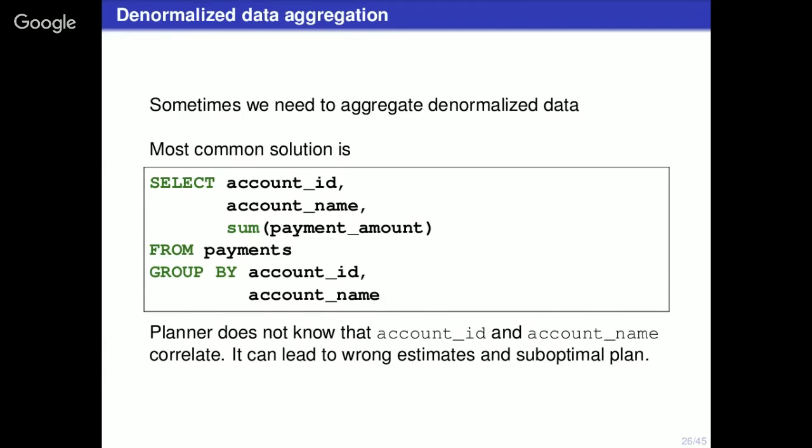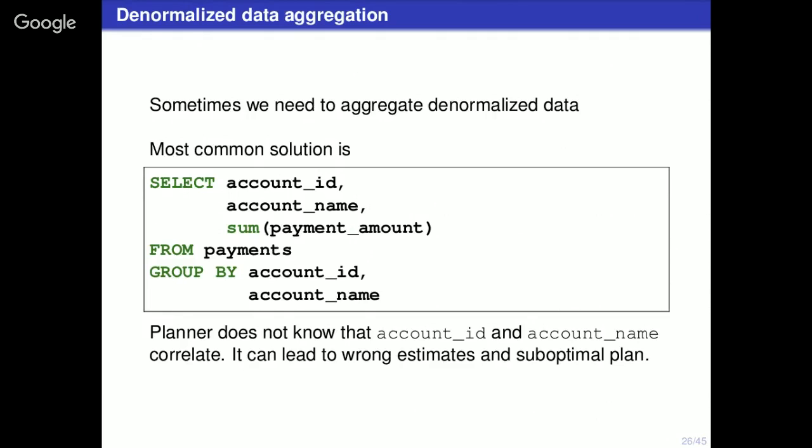Next section is denormalized data aggregations. Sometimes you have denormalized data, either intentionally or for historical reasons. Sometimes you have to aggregate it. Say here we have account ID, account name, and we need to summate the payments. Account name is the same for every ID.